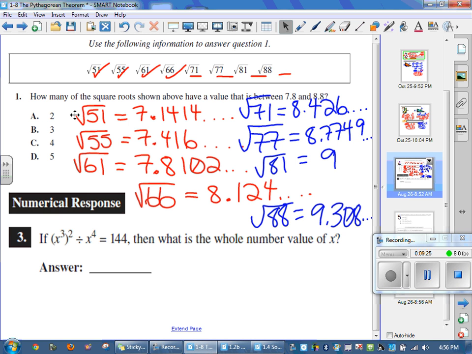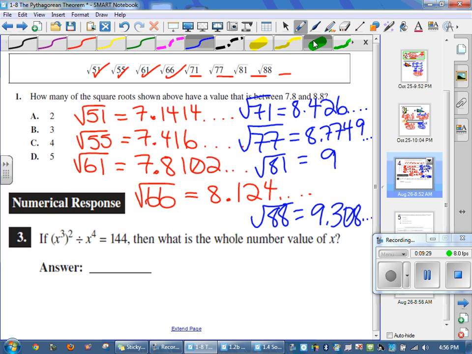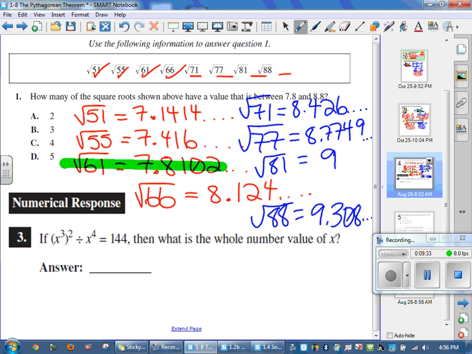So now I can take a look at them, and I can highlight which ones are between. Root 61 is between 7.8 and 8.8. So is root 66, and so is root 71. And so is root 77. Root 81 is larger, and root 88 is too large. So I found 4 numbers that are between 7.8 and 8.8. Okay, that's how you solve that question.